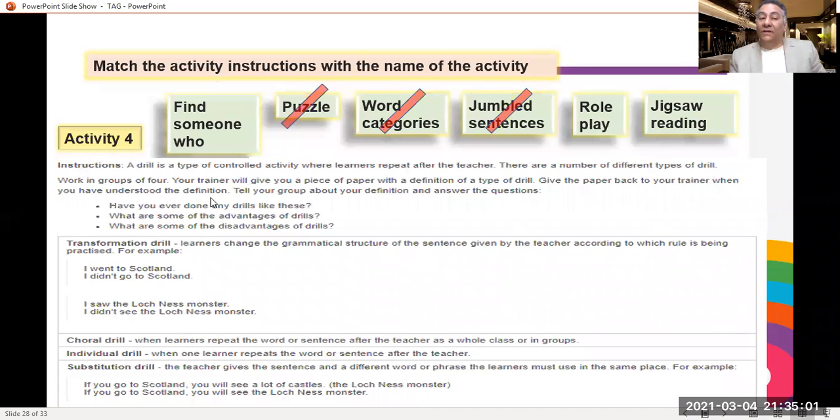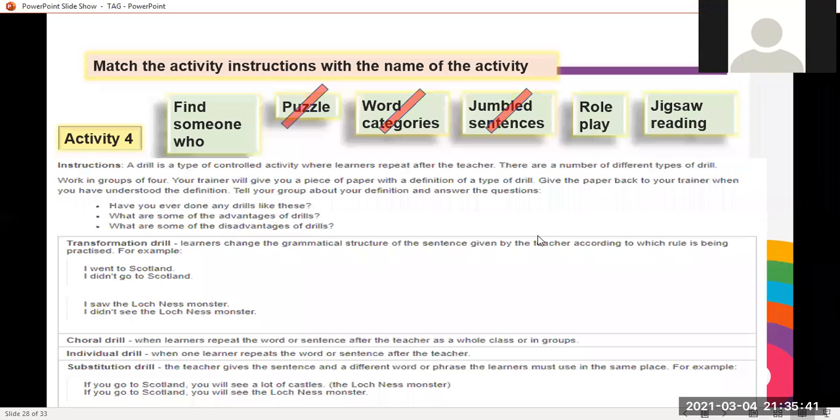I think we have discussed the drill in session 1. A drill is a type of controlled activity where learners repeat after the teacher. There are a number of different types of drill. Work in groups of 4. Your trainer will give you a piece of paper with the definition of a type of drill. Give the paper back to your trainer when you have understood the definition. Tell your group about your definition and answer the questions. Have you ever done any drills like these? What are some of the advantages and so on?